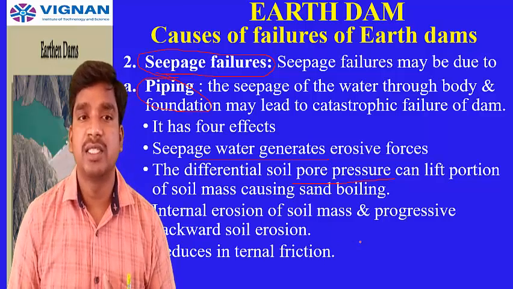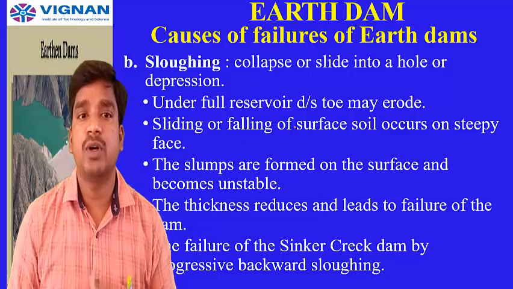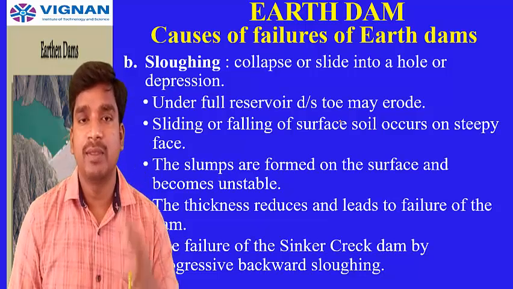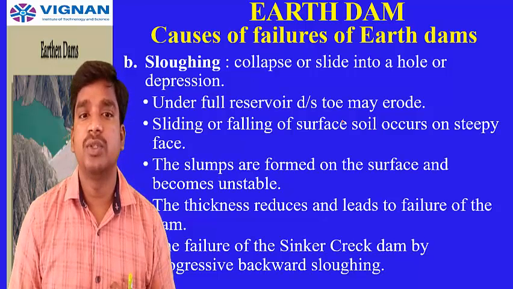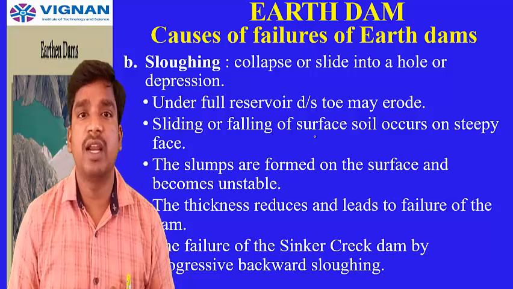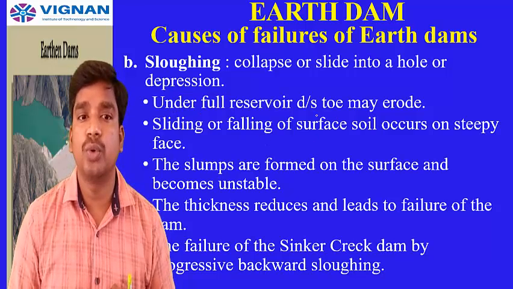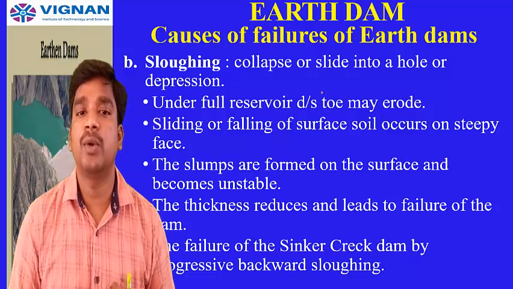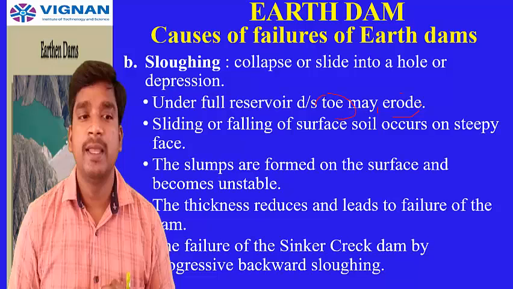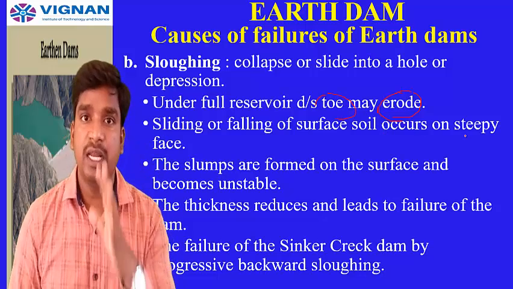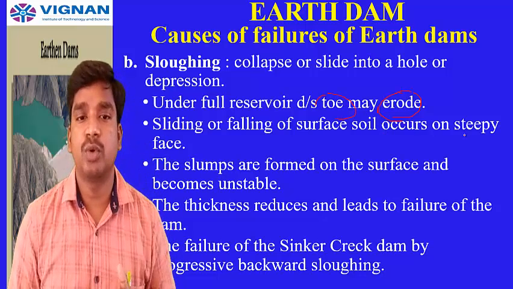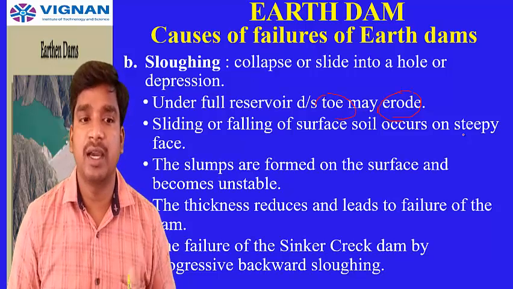Okay, the second effect is sloughing. So what is the meaning of sloughing? Sloughing is the collapse or sliding into a hole or depression. Means towards the bottom side, the sliding or collapse of the material is considered sloughing. Under full reservoir condition, the downstream toe may get eroded under sloughing. Similarly, sliding or falling of the surface will occur on a steep face. It may be on the upstream side or on the downstream side, as we are providing steep slopes.